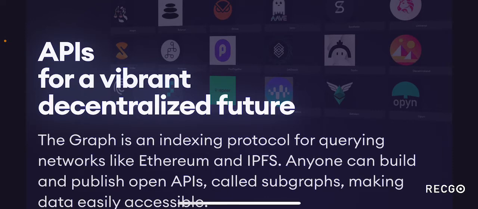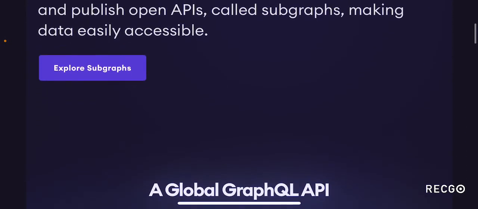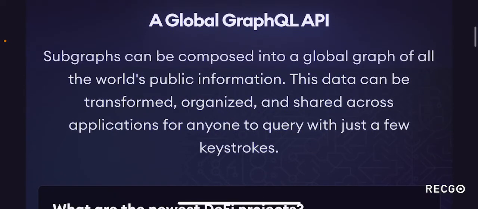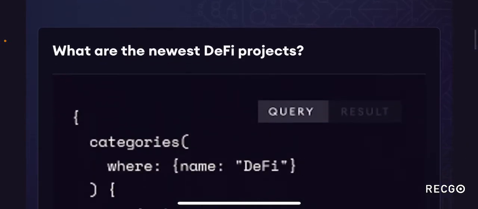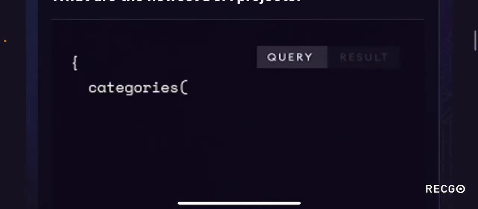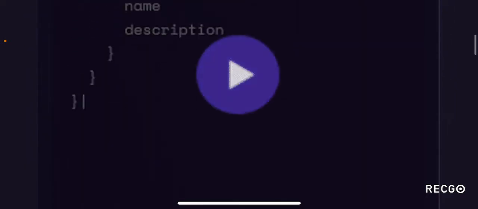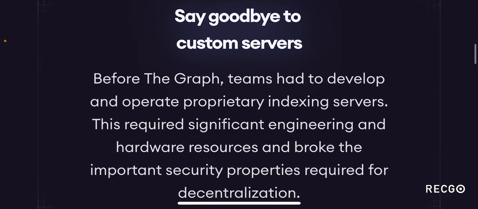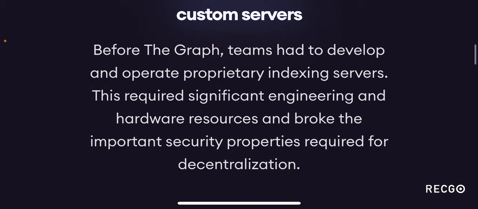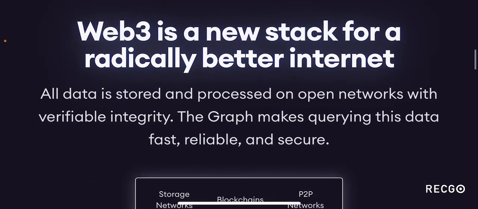So, APIs for a vibrant decentralized future. That's basically the headline for this project. It's a global GraphQL API, and if you see what's the newest DeFi project, they can basically query information and the indexers will basically do their thing. Say goodbye to custom servers. So again, you don't really need a custom server in the future. If everything goes well with the graph project, I think everything will fully be relying on decentralized servers rather than centralized servers, right? So that's an interesting value proposition.